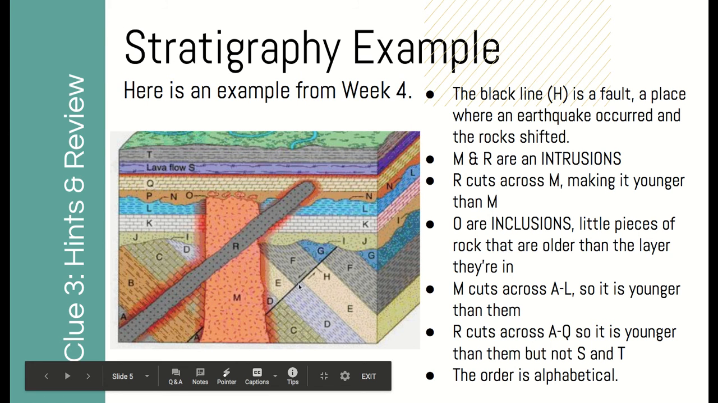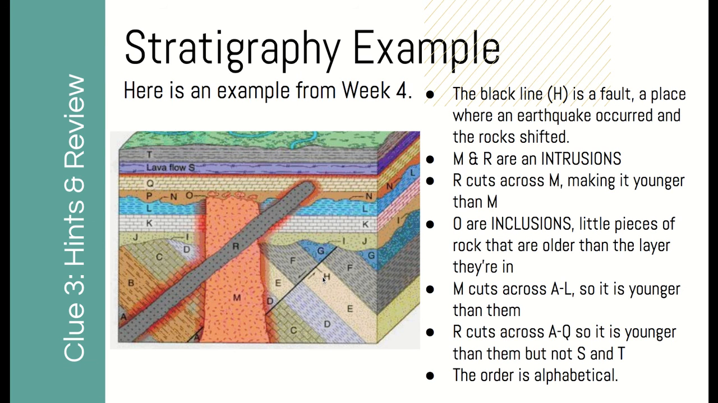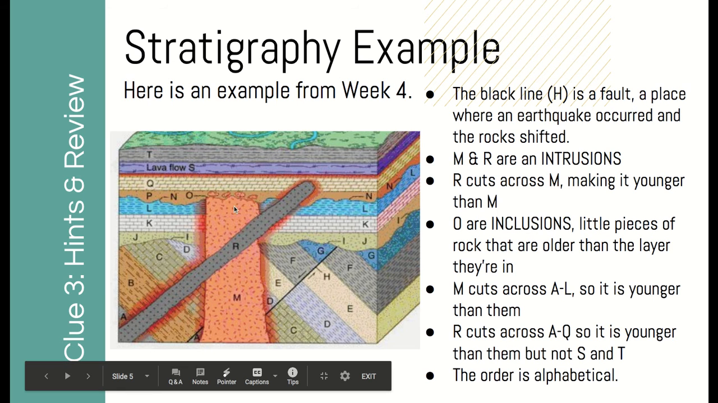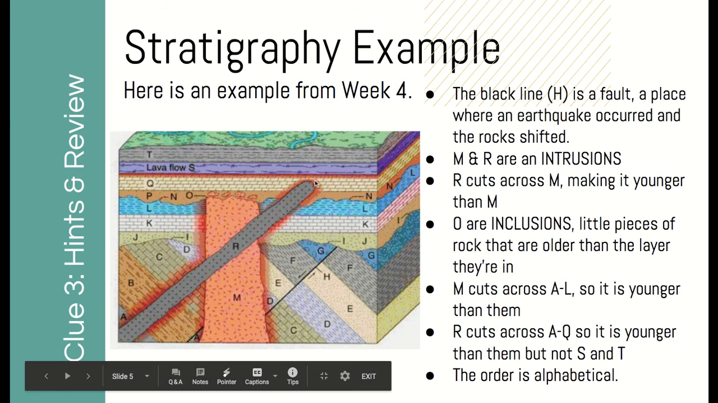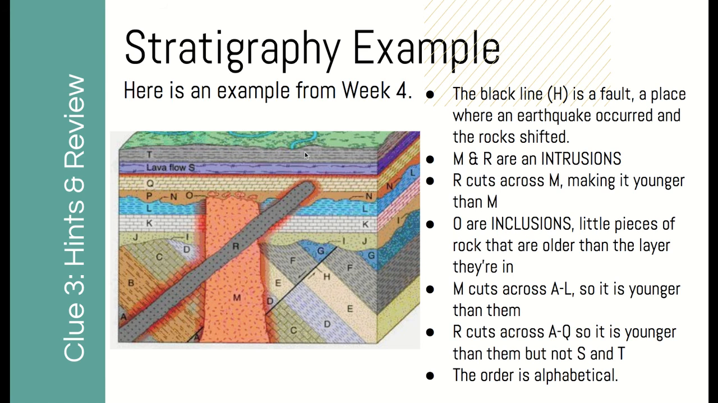So A, B, C, D, E, F, G, H, and then I, and then J, K, L, M, which is your intrusion, that cross-cutting layer. M, N, O, that's these guys. P, Q, and then R cuts through all of those, and then S, and then T. So that's how these work out.